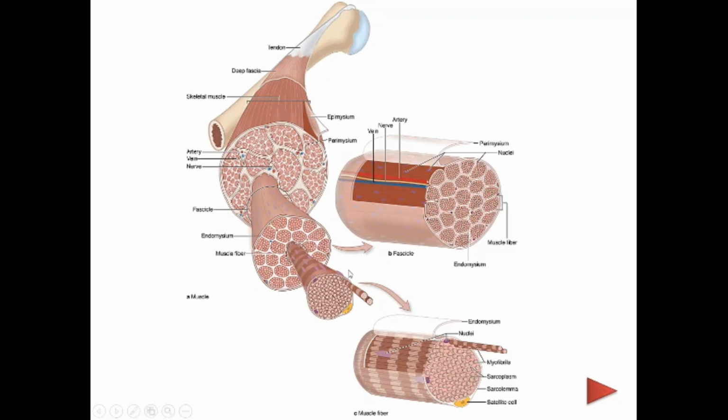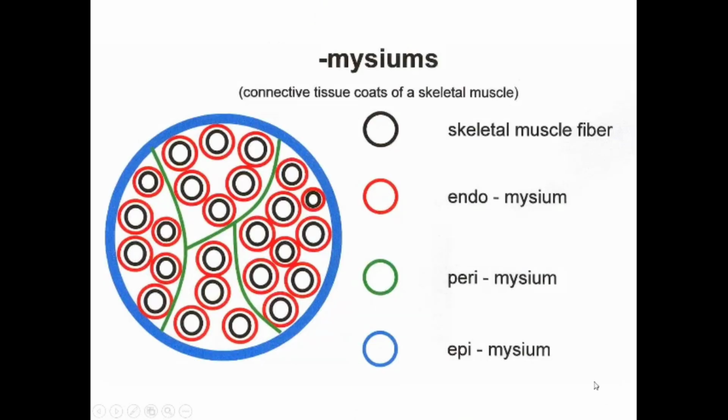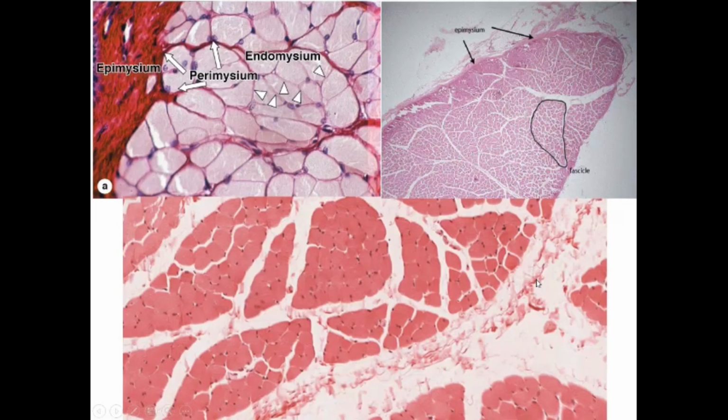So in this way, we can use the force created by all muscle cells, and we can pull the bone. Again, here you can see around the whole muscle we have an epimysium. Around the fascicle we have a perimysium, and around each cell we have an endomysium. Let's see in the real picture.